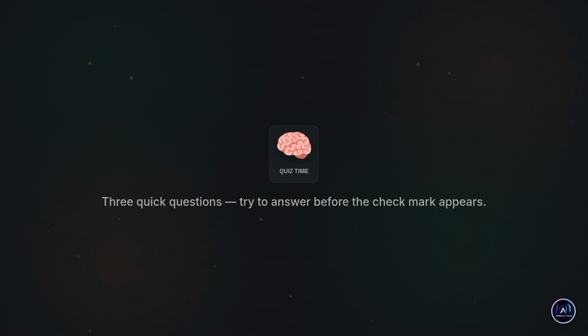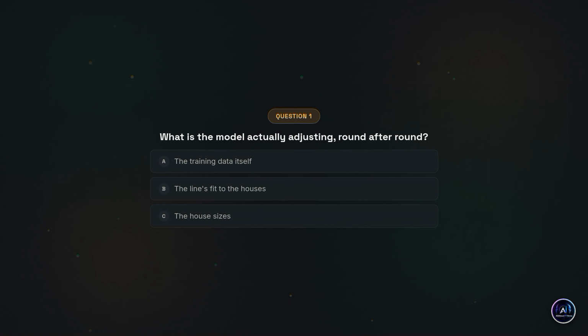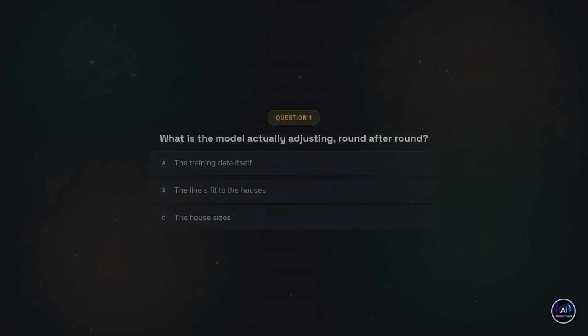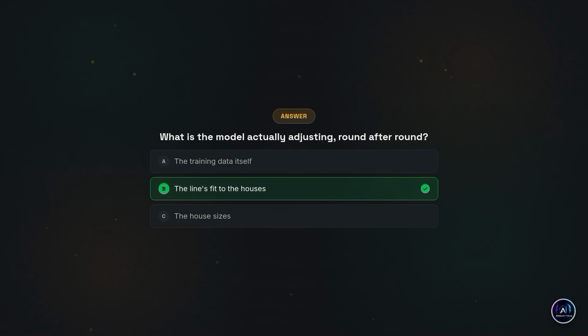Question 1. In this example, what is the model actually adjusting, round after round? The answer is the line. Specifically, it's fit to the 5 real houses. Each round nudges it a little closer to matching the real pattern.